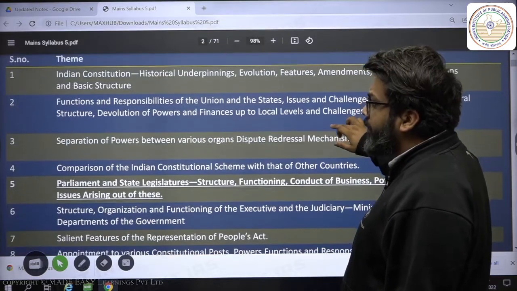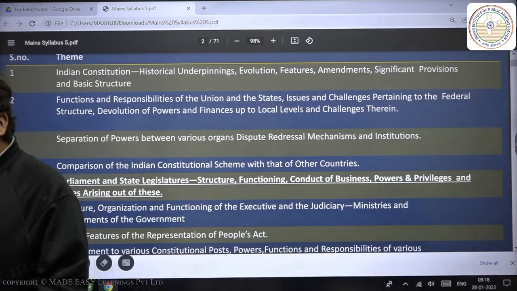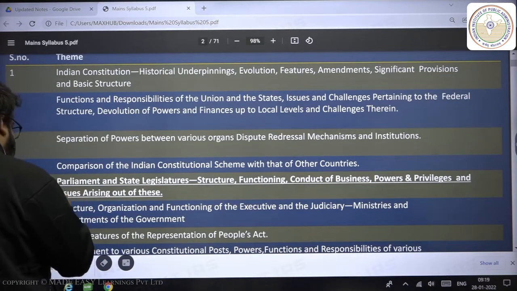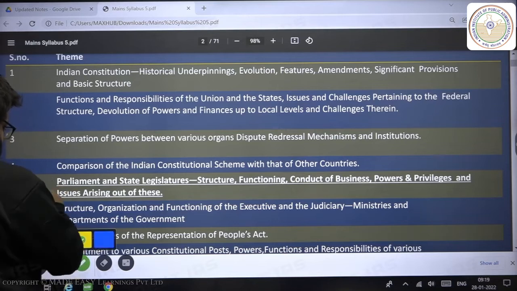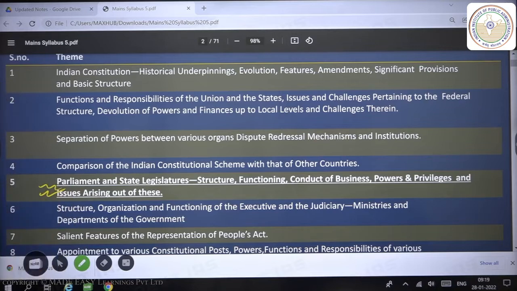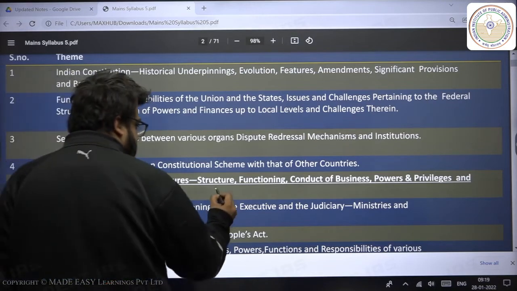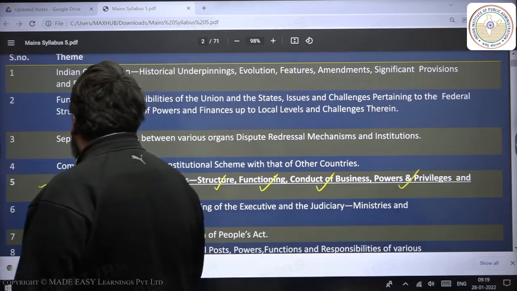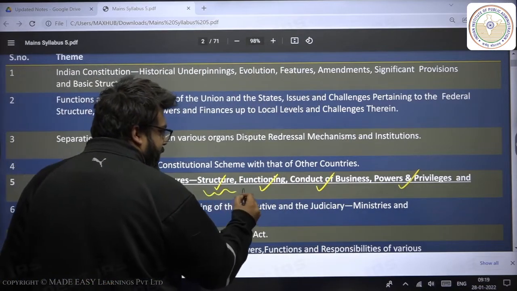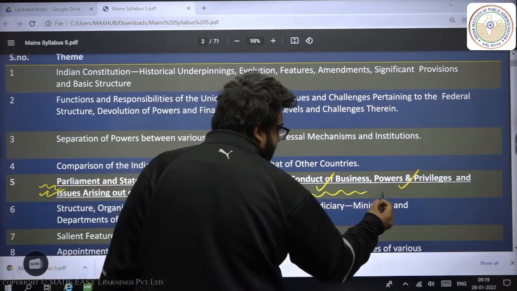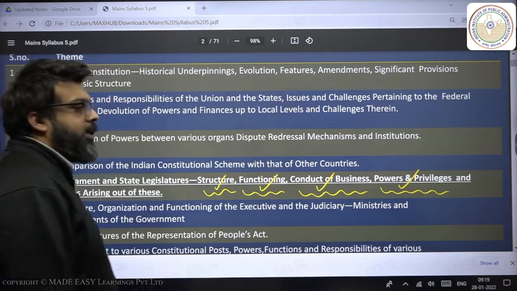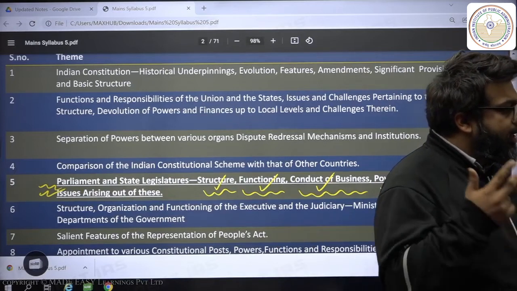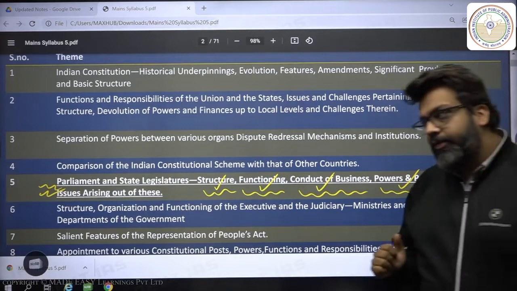The first thing you have to do is to make sure that you understand every word which is mentioned in the syllabus. Parliament and state legislatures: structure, functioning, conduct of business, powers and privileges, and issues out of the structure, the functioning, the way they run their business, powers and privileges. So basically you've just got 4 topics in the mains: structure, functioning, conduct of business, powers and privileges.